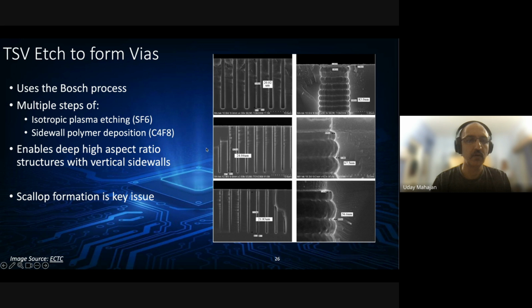And the scallops, if they are wide enough, large enough, and deep enough, can create shadow regions where subsequent liners or metal barriers or seed layers might not be able to cover. And then, of course, cause major problems downstream. So solving the scallops was a big challenge at the beginning of the TSV technology development.